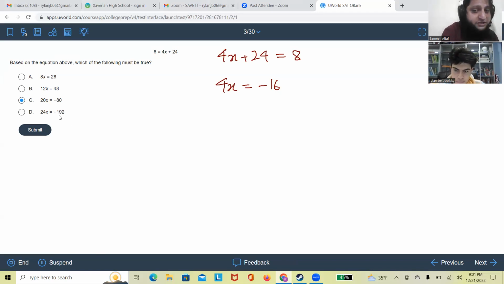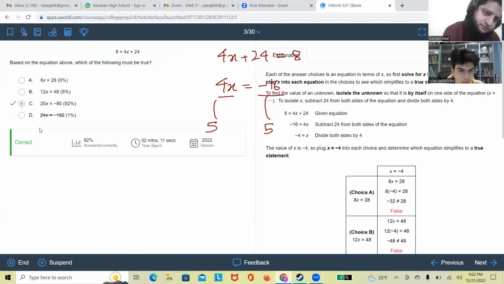See, you have 4x equals negative 16. So you're saying that when you multiply it by 5, it'll be 20x, and multiplying -16 by 5, it'll be -80. Yeah, you're correct. Good. So very simple question. Can you see one more question?